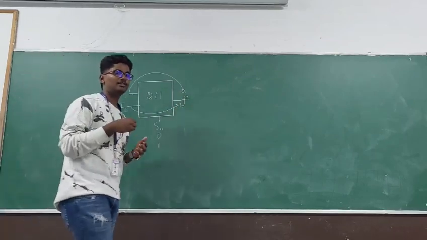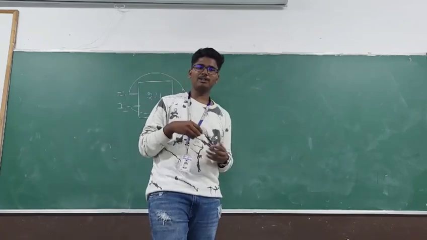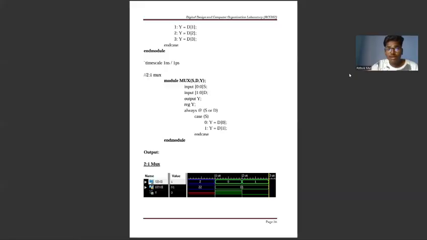So now let us see how to implement these three multiplexers in a Verilog code. We have learned what is a multiplexer and different types of multiplexers such as 2 is to 1, 4 is to 1 and 8 is to 1 multiplexer. So here we are implementing those multiplexers using a Verilog code. So first we are implementing 2 is to 1 multiplexer. So here is a code for 2 is to 1 multiplexer.